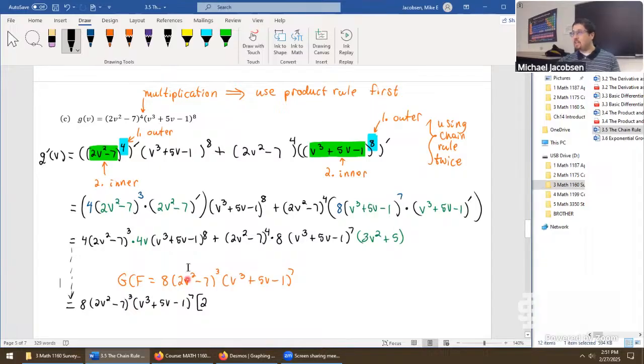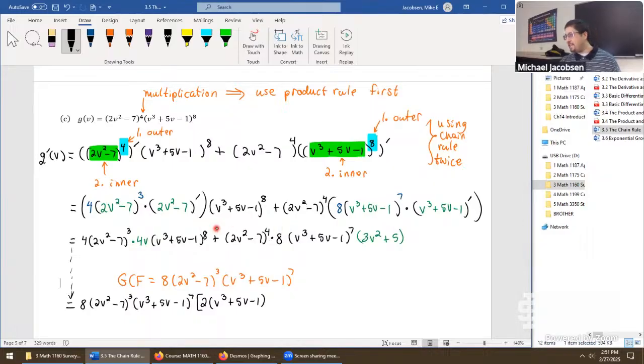But this one's to power 7, so it leaves one factor of that group. We have 2 times v cubed plus 5v minus 1. So now go over here to the second term and just redo that entire process. The constant 8 cleanly cancels with this 8 here, so it's gone.